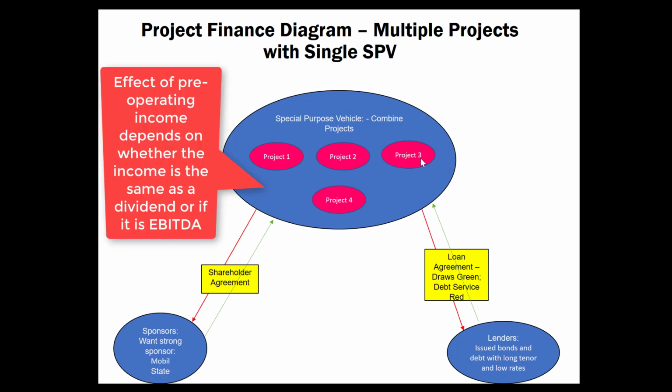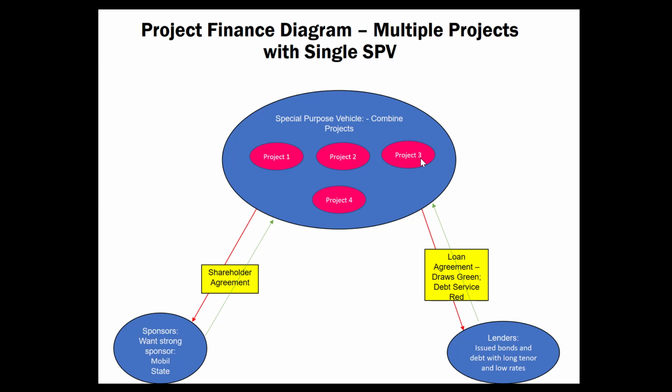The other question that comes up is what happens if you have multiple projects and there's some variation in cash flow. Does the combination of the projects protect the lenders? Is there a portfolio effect from this? I'm going to demonstrate some modeling issues associated with all of this.